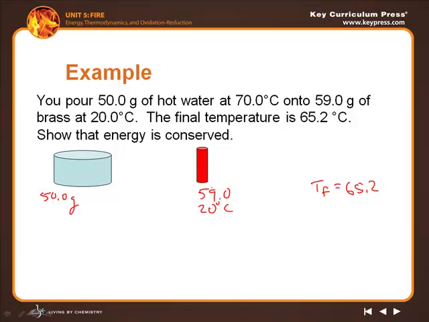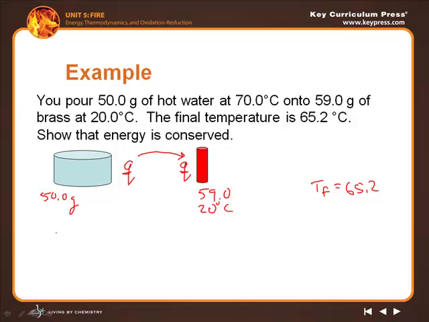Energy is conserved means that the energy transfers. So, when we add the hot water to the piece of metal, what's going to happen to the metal? It's going to heat up. So you're adding energy to the metal. The amount of energy that's added to the metal is equal to the energy that's lost in the water. The water transfers all of its energy to the metal, which would mean that the energy is conserved.